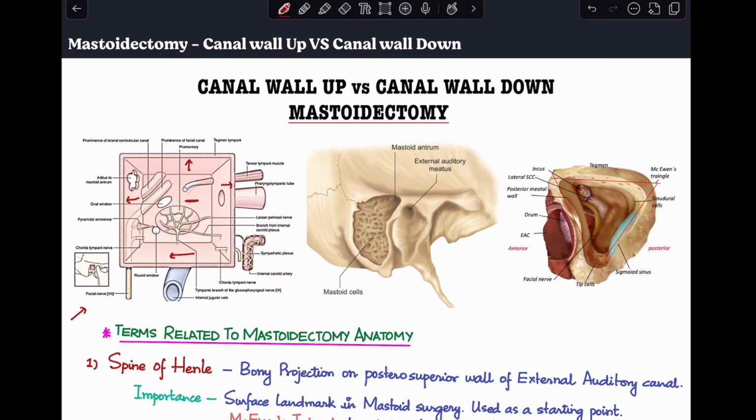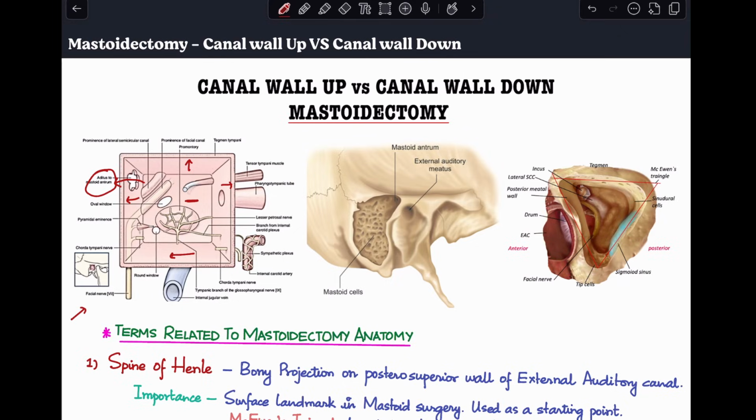The lateral wall is formed by the tympanic membrane. We have removed the tympanic membrane and this is the cut section through it. An important structure to remember here is the aditus. The aditus is how the middle ear communicates with the mastoid which lies behind this. So through the aditus, the middle ear communicates with the mastoid antrum.